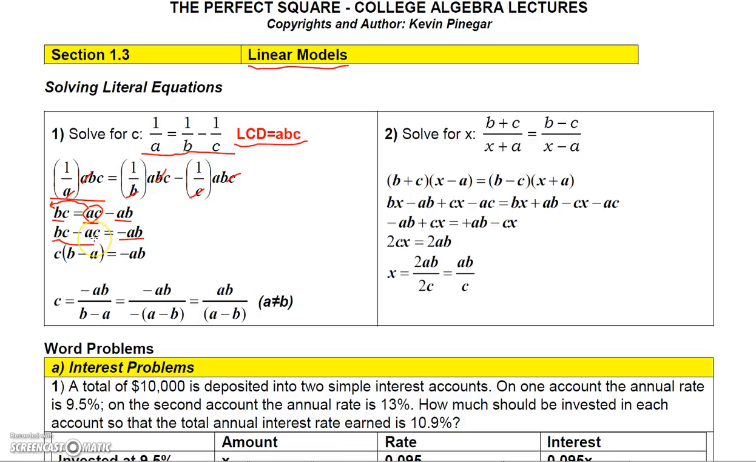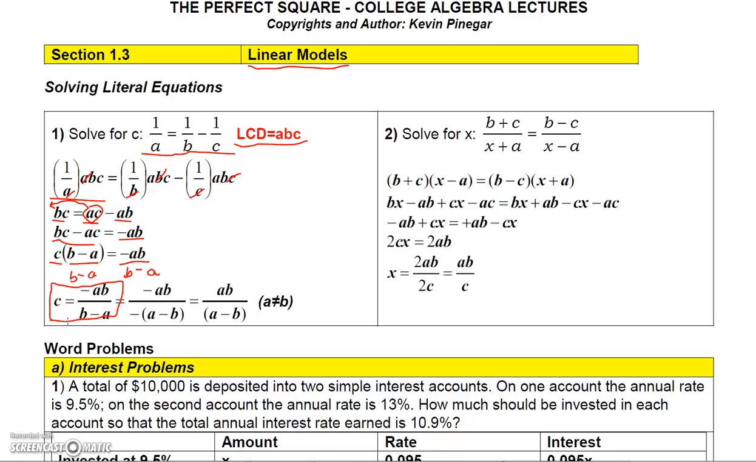And then what that allows me to do is, since both of these terms have a factor of c in them, I can factor c out of this. And when I factor c out of each term, it's going to give me b in the first term and minus a in the second term. And then all I have to do from there to get c is divide both sides by b minus a. And by doing that, I'm going to get c equals minus ab over b minus a.